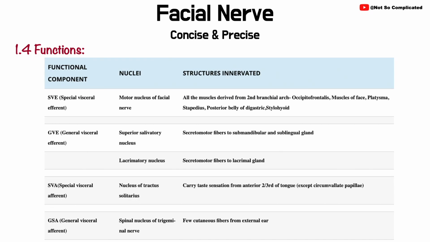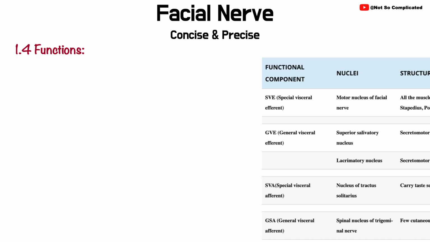In the special visceral afferent, the nucleus of tractus solitarius is the nucleus, and it carries taste sensation from the anterior two-thirds of the tongue except from the circumvallate papillae. And general somatic afferent is another functional component, and the nucleus is the spinal nucleus of the trigeminal nerve, and a few cutaneous fibers from the external ear are the structures that are innervated, right? So this is all about the functions.